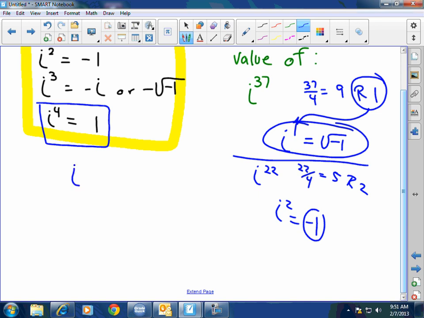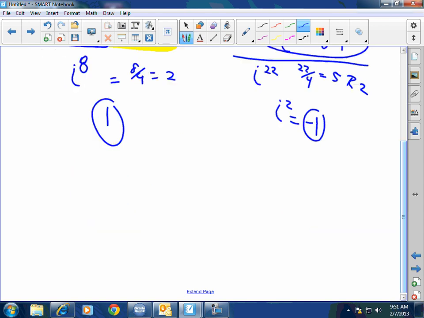Look, i to the 8th. Well, 8 divided by 4 goes in evenly, so it's just 1. Okay, what if I said i to the 39th? How many times does 4 go into 39 evenly? 9 times. What's the remainder? So my answer would be i cubed, or negative i.